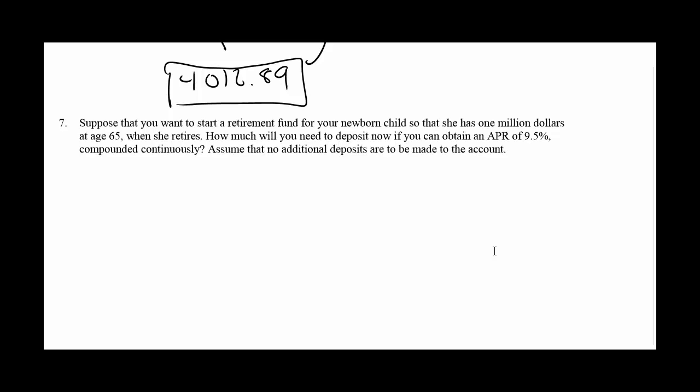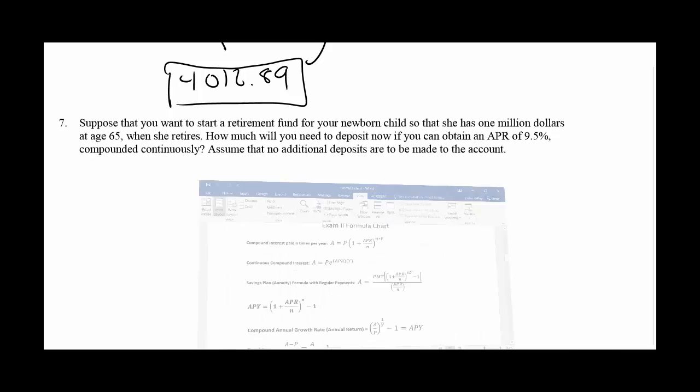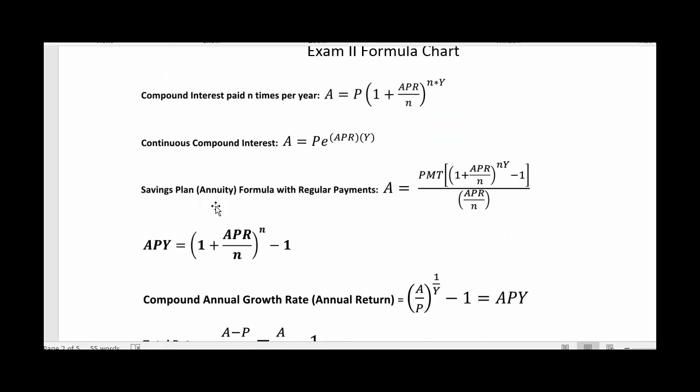Okay, so it's a little deceptive as to which formula we really want to use. Go to the formula chart here. We don't want the savings plan formula that requires regular payments because we're not making regular payments. We just want to stick the money in the account and let it sit there. That's actually this PERT formula that we just used in the last example. But instead of solving for the balance, we're going to solve for P.